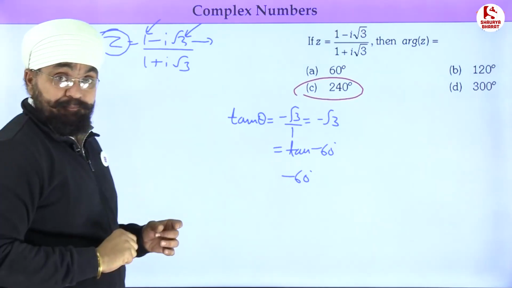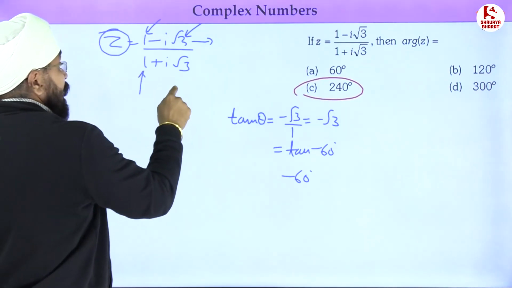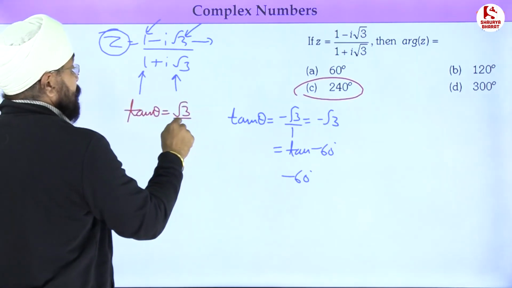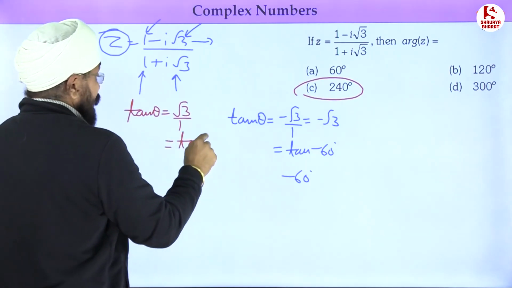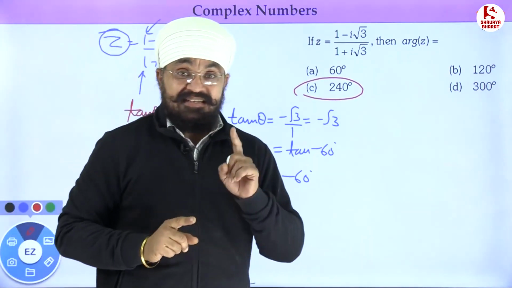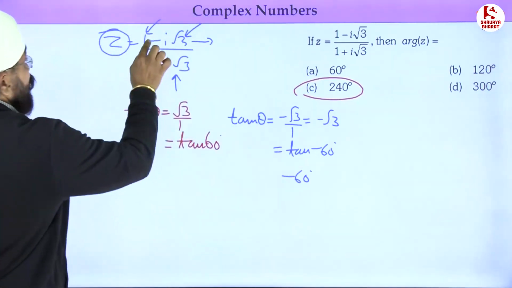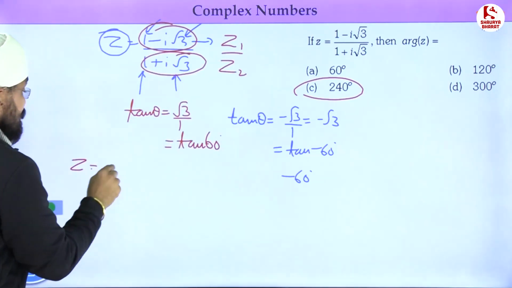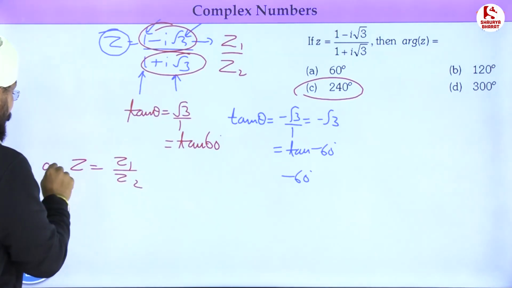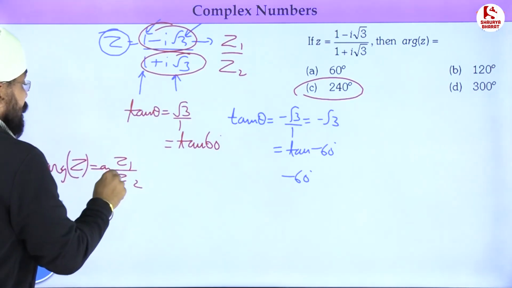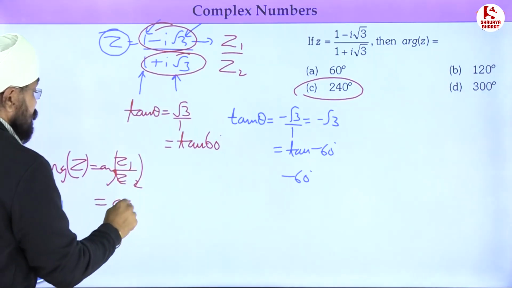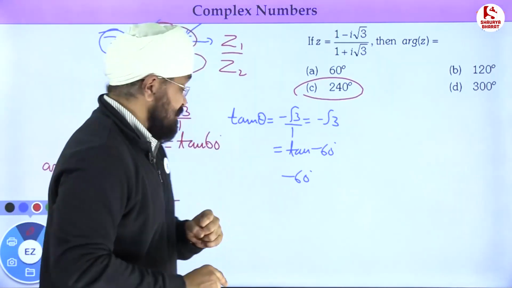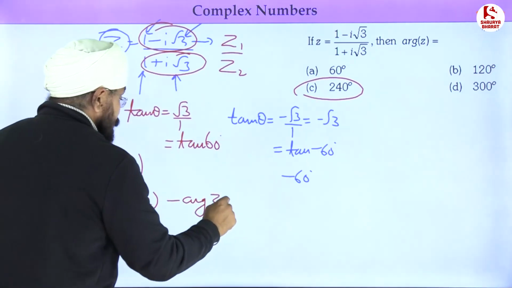When we come to the denominator, what do you get? We have positive and positive. Again, if I find tan theta for this one, it is only root 3 divided by 1, which gives you tan 60 degree. That means the argument of the denominator is just 60 degree. Let the numerator be represented as Z1 and the denominator as Z2. So Z is equal to Z1 upon Z2, and we want to find the argument. As per the property, the argument of this becomes argument of Z1 minus argument of Z2, because for division we have a minus sign, and for multiplication we have a plus sign.